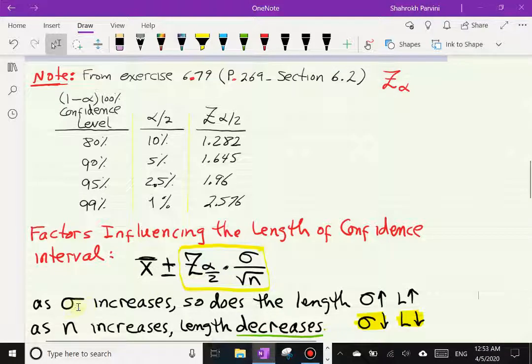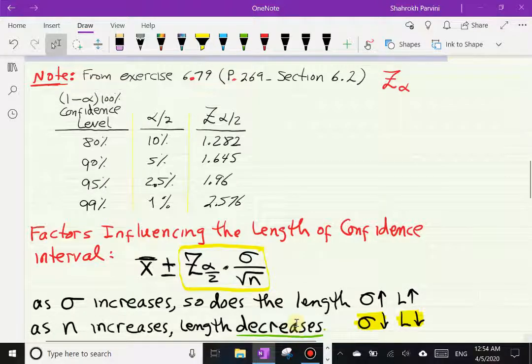What happens, for example, when sigma increases? Well, as sigma increases, so does this fraction. You multiply by the z-score, so the whole right side gets bigger. So as sigma increases, so does the length of the confidence interval. That's what the up arrow means. Sigma goes up, the length increases. Sigma goes down, length decreases. I have highlighted it in yellow. This is what we would like. We like to reduce the variability in scores as much as we can. This will lead to a narrower confidence interval, which is good.